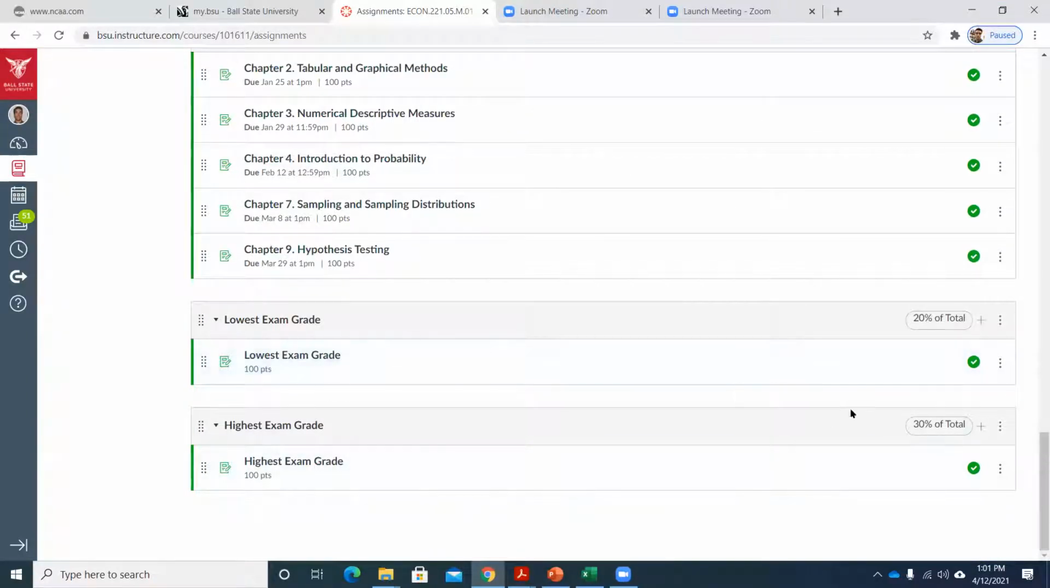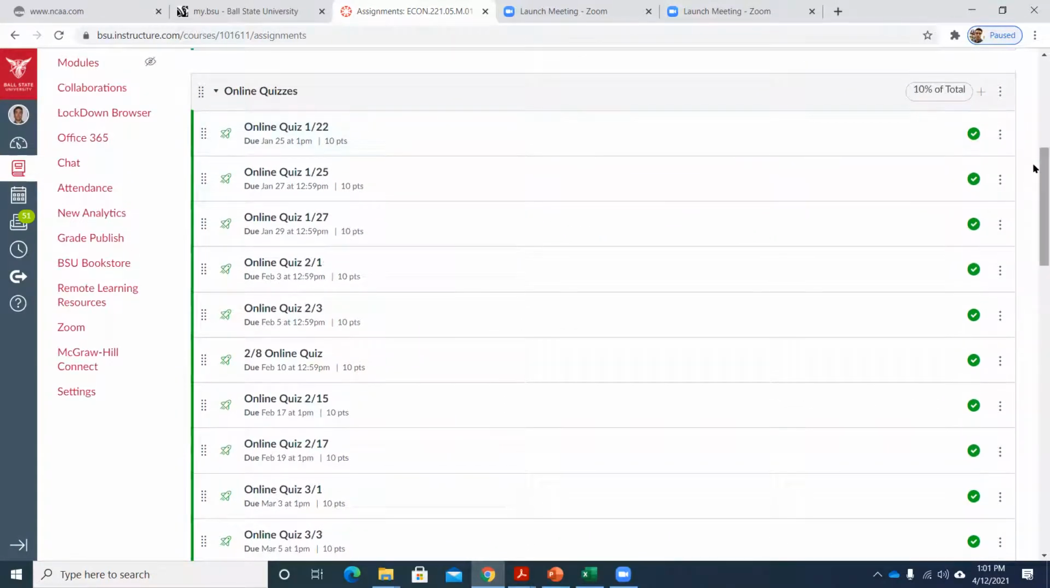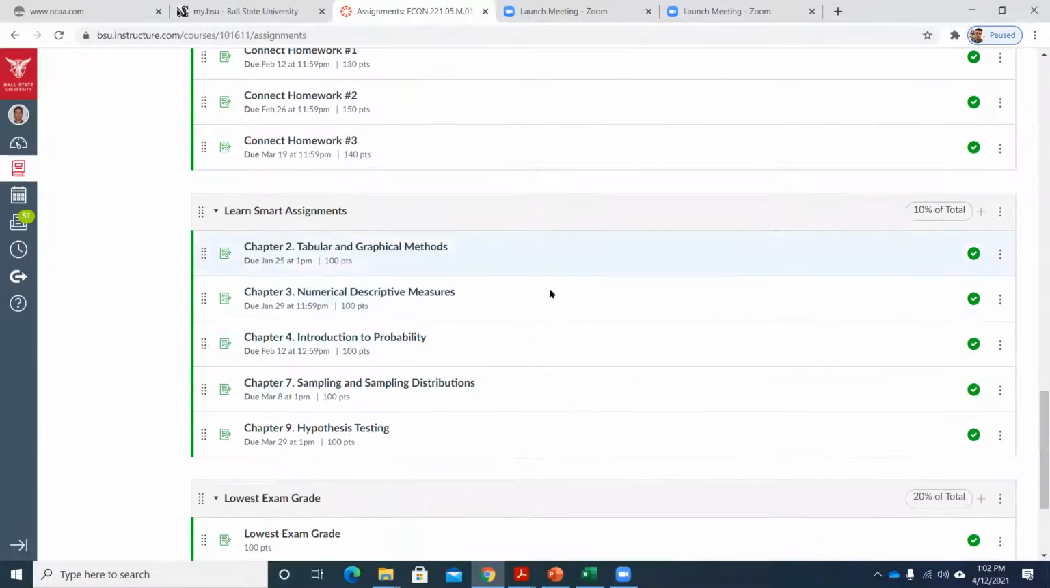So these are the ones showing out of 104 points. Here's current assignments, that additional practice set of questions. And then what I added down here, so all your quizzes count for 10% of your overall grade. The Excel assignments count as 10, Connect 10, LearnSmart 10.